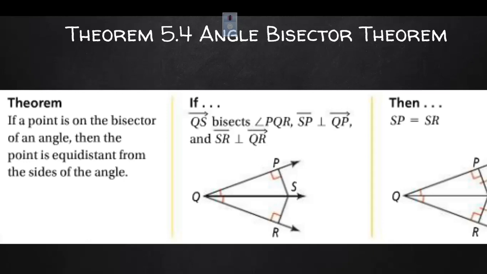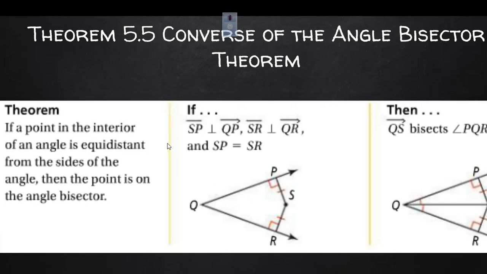So if QS bisects angle PQR and SP is perpendicular to QP and SR is perpendicular to QR, then SP is congruent to SR. So their distances would be the same. They're equal distances from both sides of the angle.